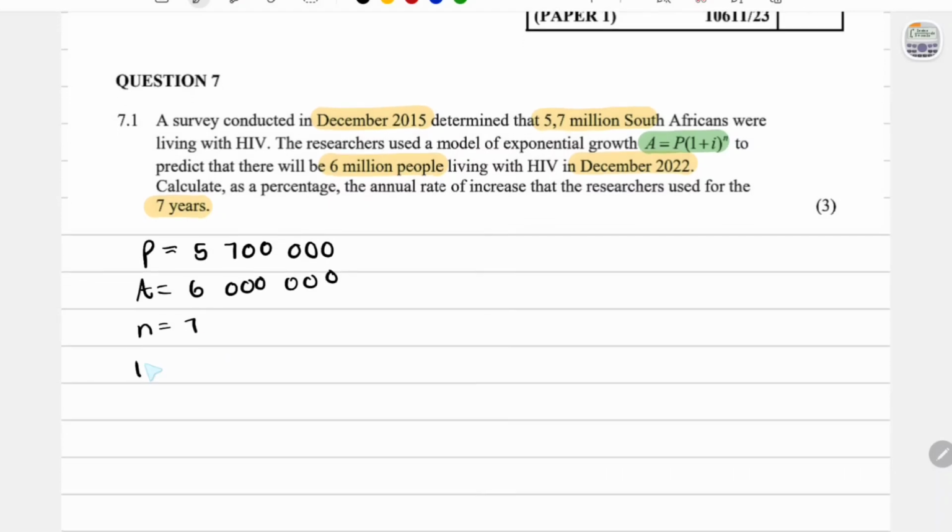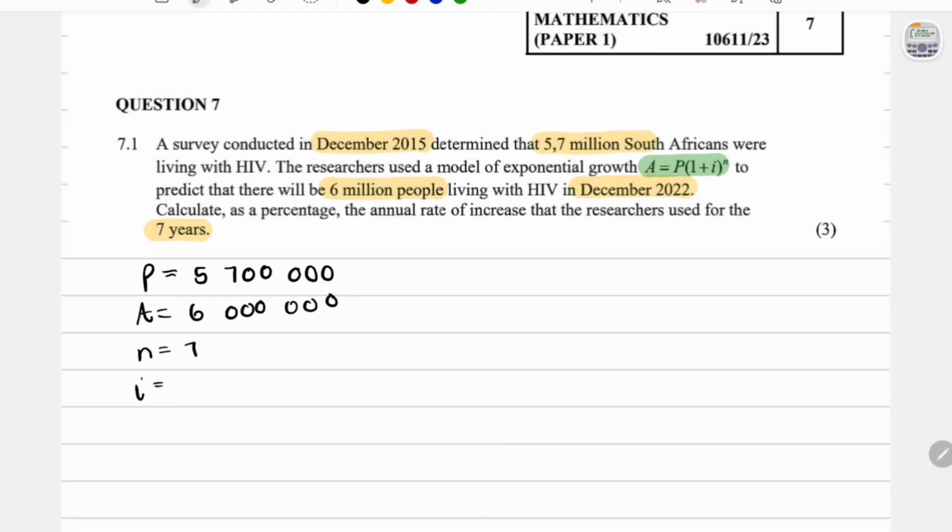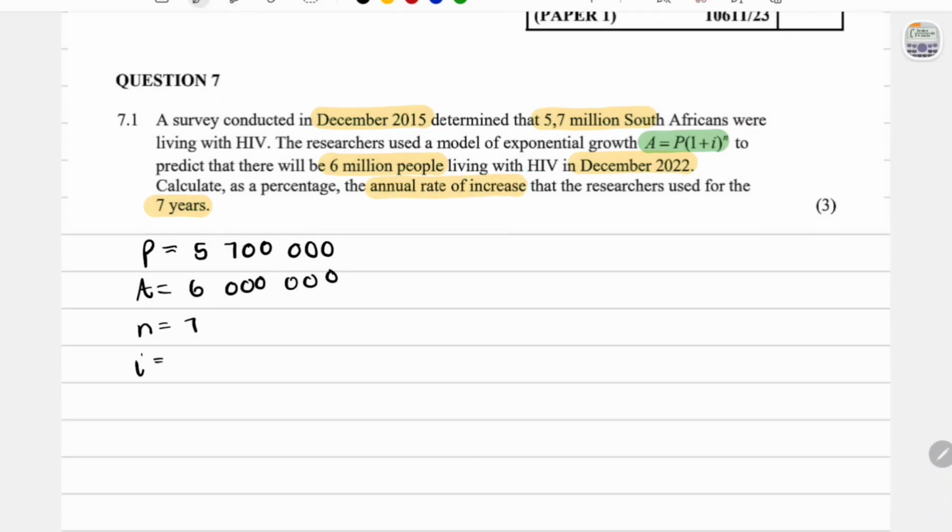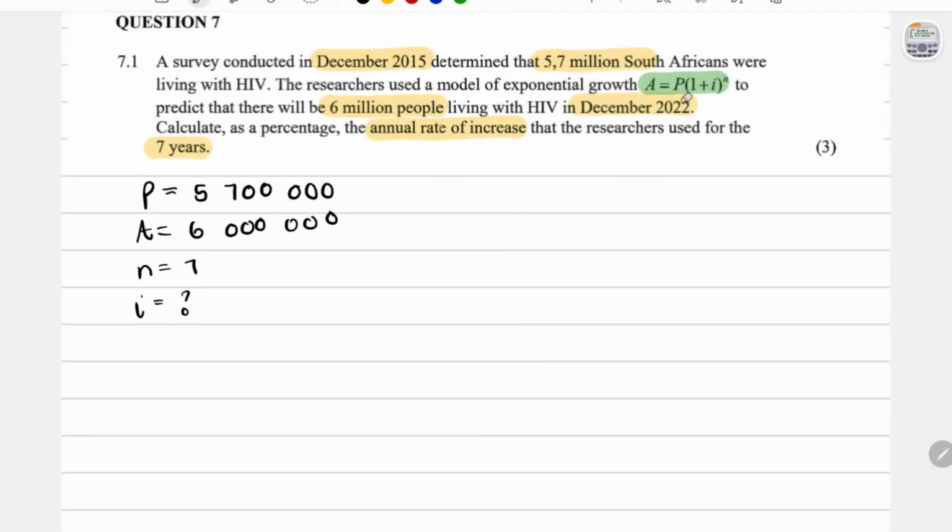And what they basically want us to find is I. Also, just remember, they say that this is an annual rate increase. So it's not compounded monthly or semi-annually or quarterly or anything like that. So this is all we're really just looking for. So we can substitute it into our formula. So we are saying that we have 6 million is equal to 5,700,000 multiplied by 1 plus, and we have our interest, which we don't know yet. It's raised to the power of 7.